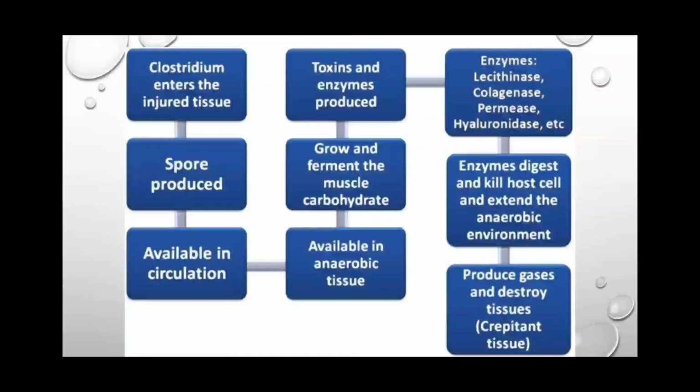After that, there will be production of enzymes like lecithinase, collagenase, permease, and hyaluronidase. These enzymes can digest and kill the host cell and extend the anaerobic environment. So these are the enzymes produced by the bacteria Clostridium, and later on these damaged parts of the body, for example some tissues, will produce gases and destroy other tissues nearby.